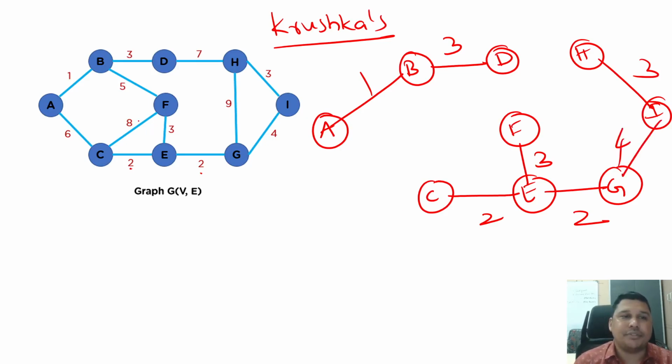Then the next one is 5. If I form B to F, is it forming a cycle? No. I can connect this. It is not forming a cycle. Next to 6. That's it. We have reached the end. We have connected the graphs. We have connected the whole graph.